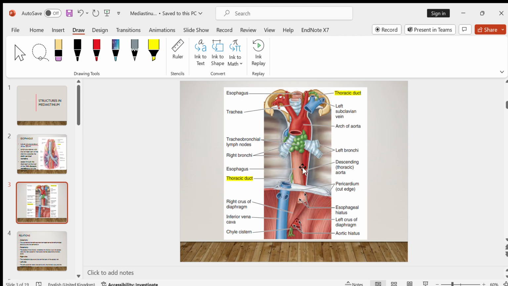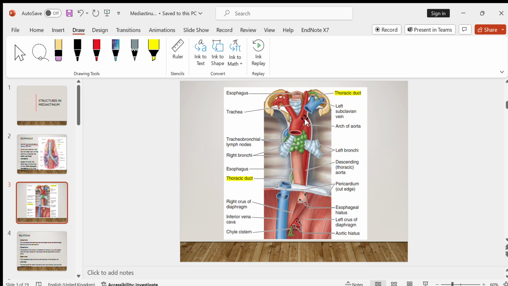Here in this picture, we can very well see the relations of the esophagus. This tube is the esophagus, this posterior-most tube. Anterior to this tube, we can see the trachea, this white-colored cartilaginous structure. And anterior to the trachea, we can see the arch of aorta. This arch of aorta is converted into the descending aorta on the left side of the esophagus.